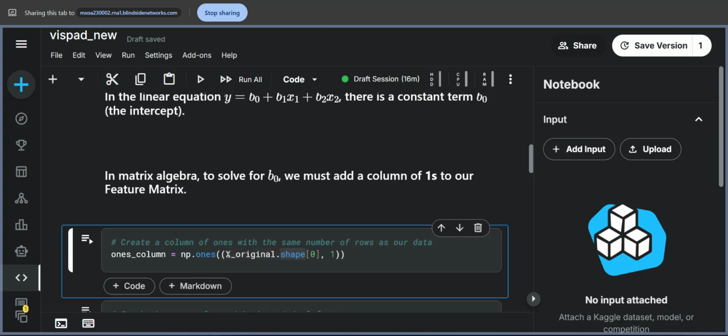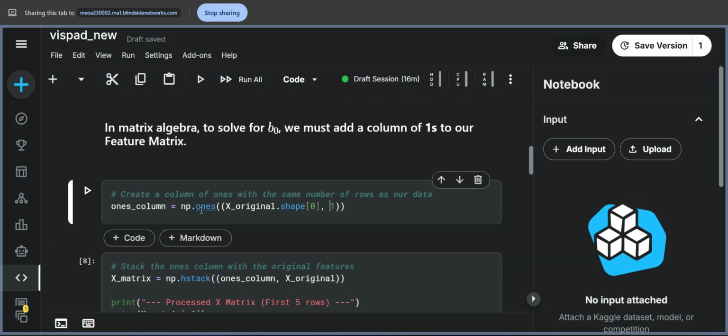We are taking the shape, so it should print the same number of entries as in the feature set, right? And it should also be 2D. So that's it over here. We are going to print the number of rows over here, right?